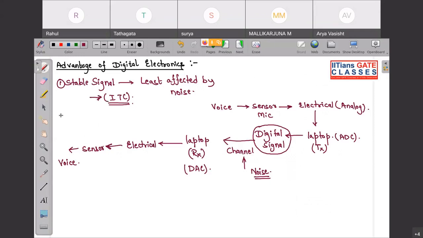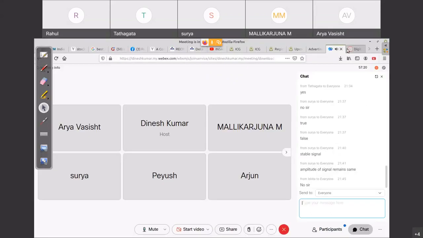Now the second important point is that storage is easy. Can anyone tell me why storage will be easy? Why is storage easy? Anyone want to say why storage will be easy?